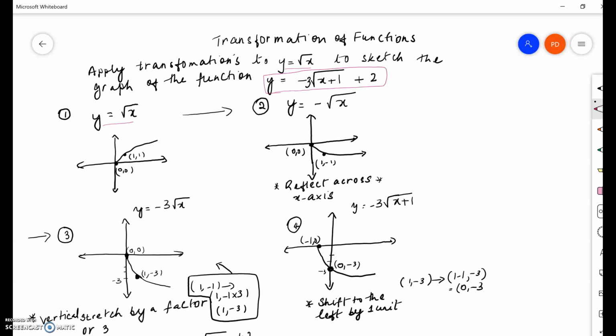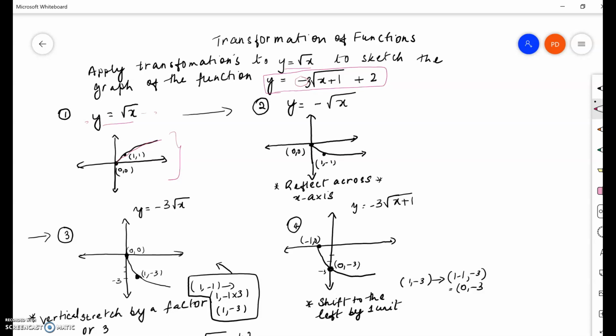Y equals radical x looks like this. It passes through 0, 0, which means if you plug in x equals 0, you get y equals 0. So that's one point on the graph. When you plug in x equals 1, we get y equals 1. So 1, 1 is another point on the graph. If we know the general shape, then we can sketch the graph that passes through 0, 0 and 1, 1. So that's our basic parent function.